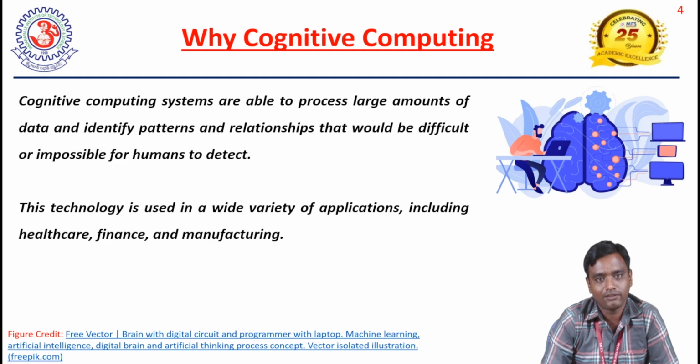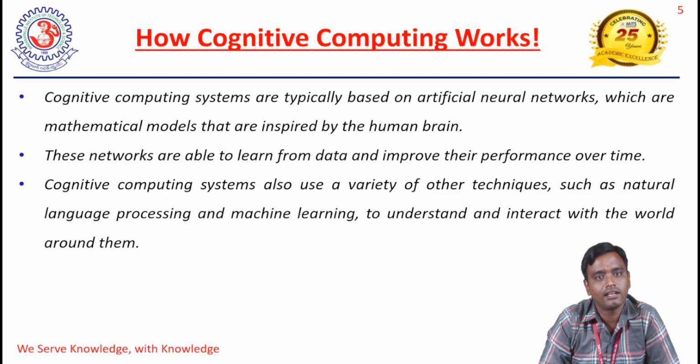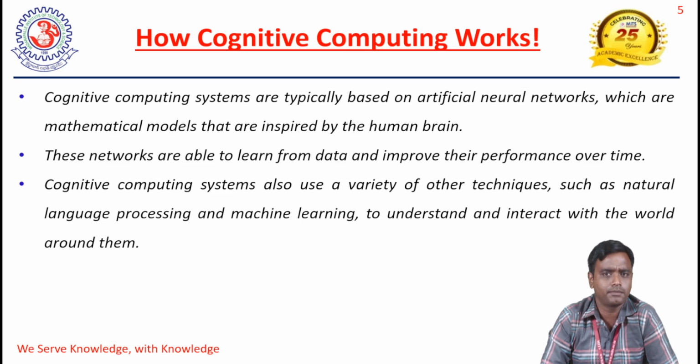So likewise, cognitive computing is applied in very broad applications such as healthcare, finance, and manufacturing, etc. Okay, here is how cognitive computing works. Cognitive systems are typically based on artificial neural networks, which are mathematical models that are inspired by the human brain. So in continuation to what I said, it depends on mathematical models.